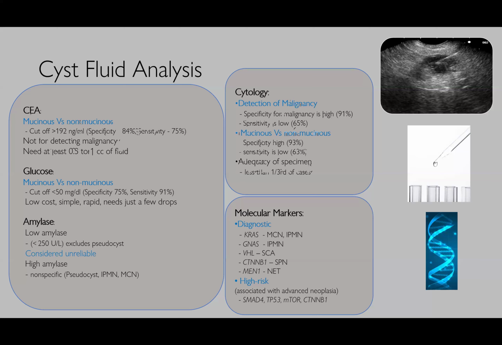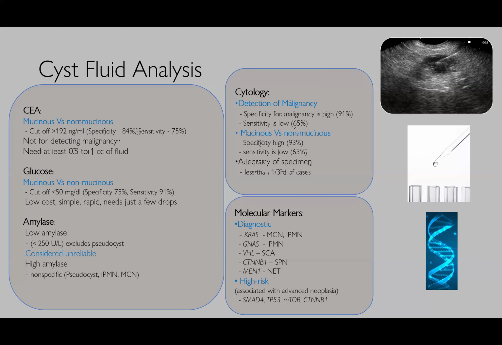We do a lot of DNA-based markers. These are very helpful in establishing the diagnosis in a lot of cystic lesions. For example, KRAS mutation is seen in mucinous lesions. That is, both MCN and IPMN can have KRAS. GNAS is a mutation that is seen in IPMN, but not in MCN. VHL mutation is seen with serous cystadenoma. CTNNB1 mutation, in absence of other mutations, strongly indicates solid pseudopapillary neoplasm. A MEN1 mutation indicates NET.